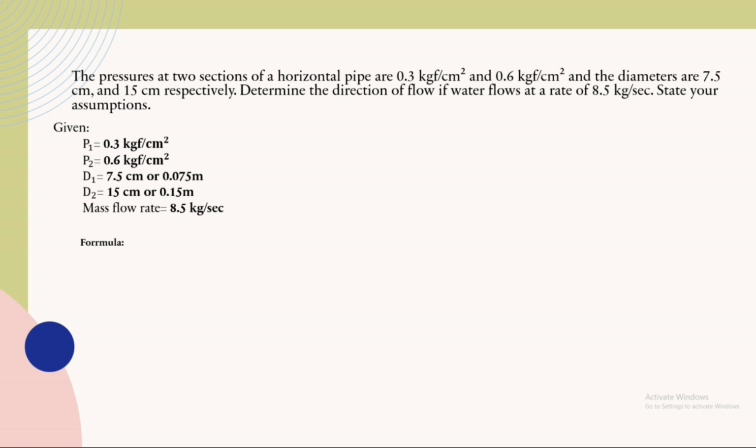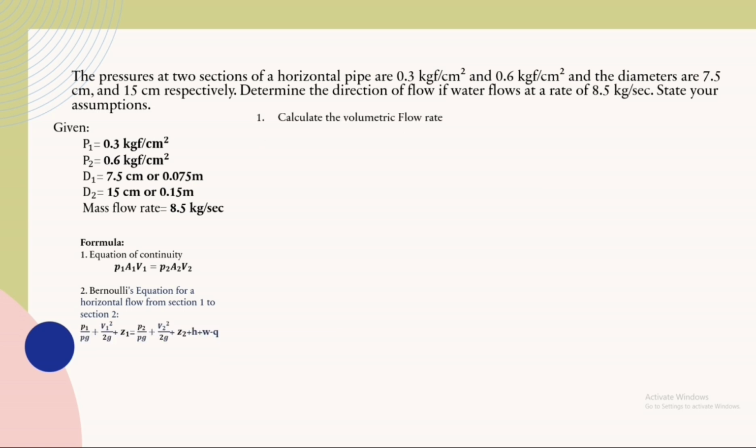In this problem, we are going to use two equations. First is the equation of continuity. Second is the Bernoulli's equation for a horizontal flow from section 1 to section 2. Let us break down the calculation step by step.